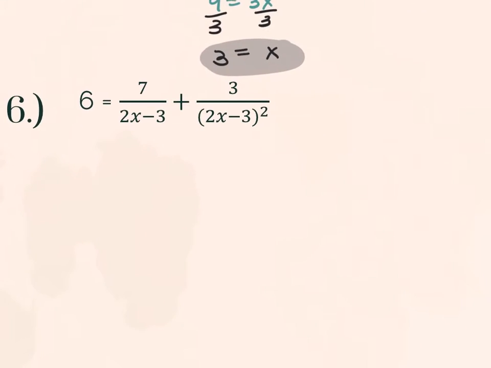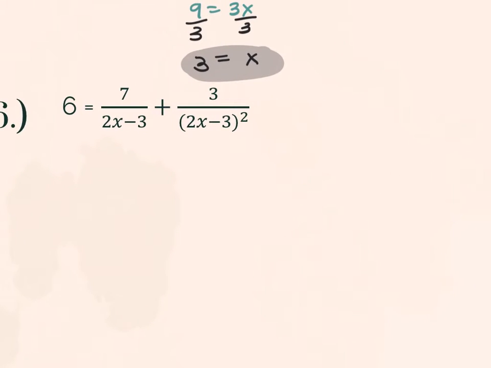So notice I've got technically a 6 over 1, a 7 over 2x minus 3, and a 3 over 2x minus 3 squared. This is already factored. I don't have to factor it, but what's my least common denominator? 2x minus 3 squared. Okay? So it's got to be the highest exponent. Think about if it was x and x squared, we'd make it x squared. It's got to be the highest exponent, which is squared.